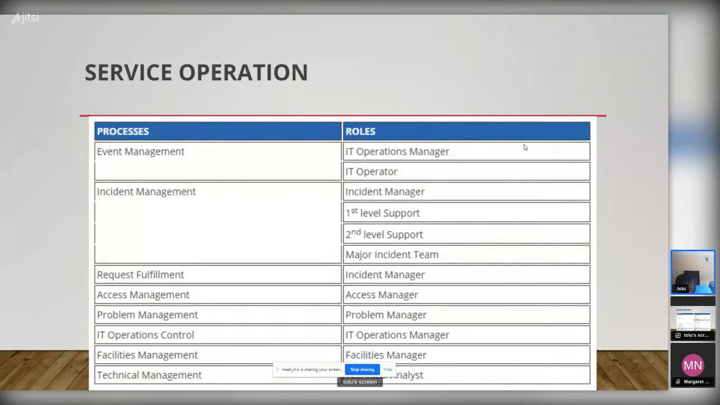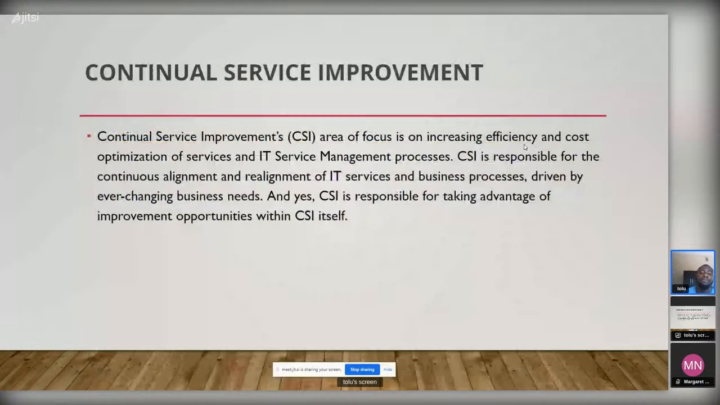Continual service improvement. The area of focus is on increasing efficiency and cost optimization of services and IT service management processes. It is responsible for the continuous alignment and realignment of IT services and business processes, driven by ever-changing business needs. And yes, it is responsible for taking advantage of improvement opportunities within the CSI itself. I told you it's continuous within the whole service framework.